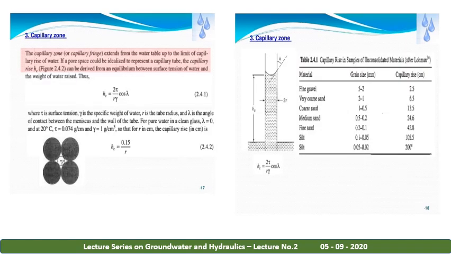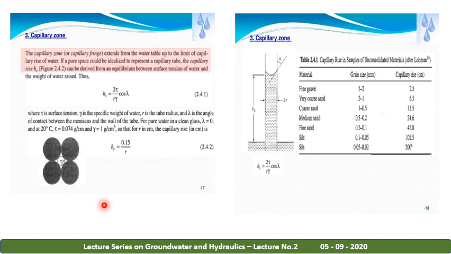In the capillary zone, the movement of water will be in tube-like structures. That's why maximum pressure will be available there. The capillary zone extends from the water table up to the limit of capillary rise of that water. If pores are filled, it could be idealized to represent a capillary tube.